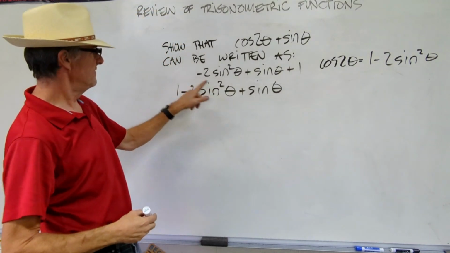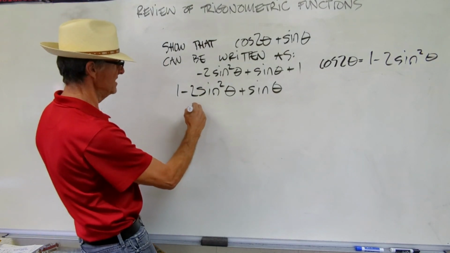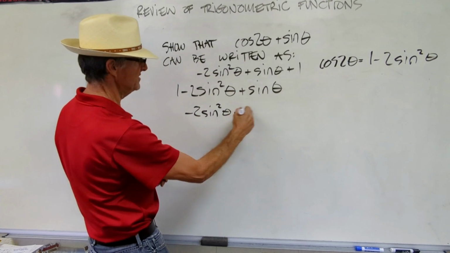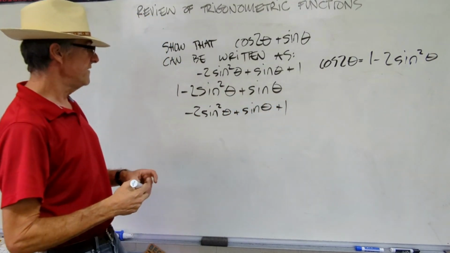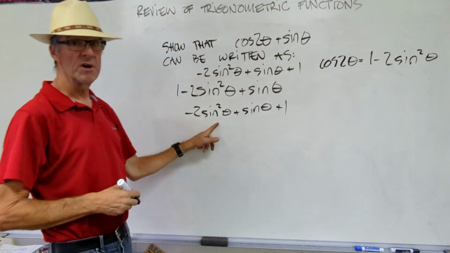So now I've just got a slight rearranging to do here. I can just go minus 2 sine squared theta plus sine theta plus 1. And so with just one quick little substitution, I've changed this to the requested form.